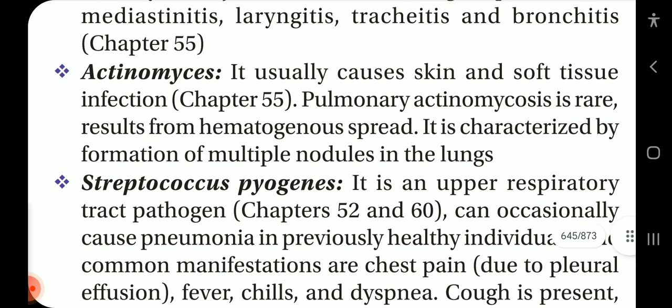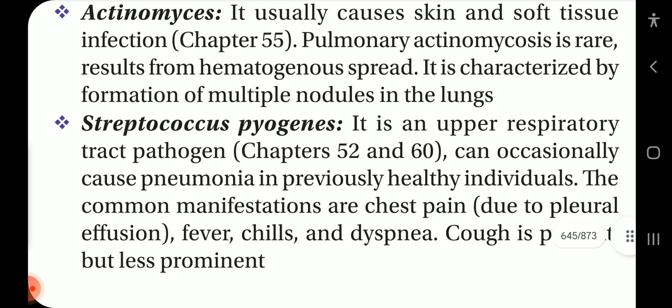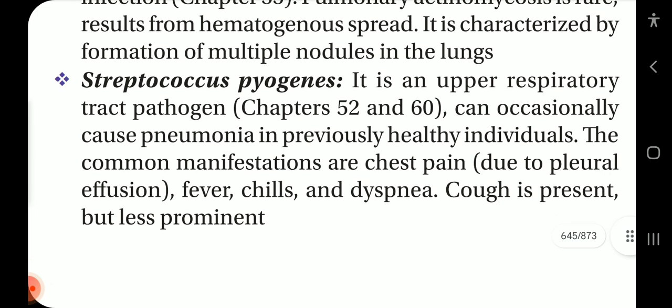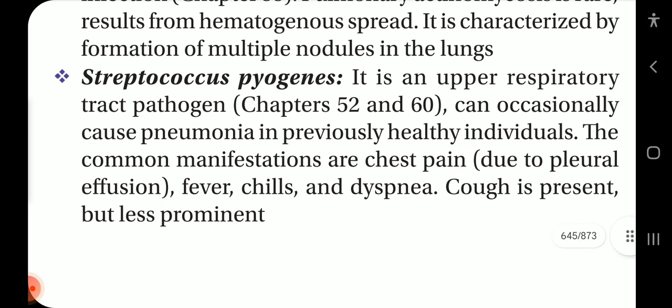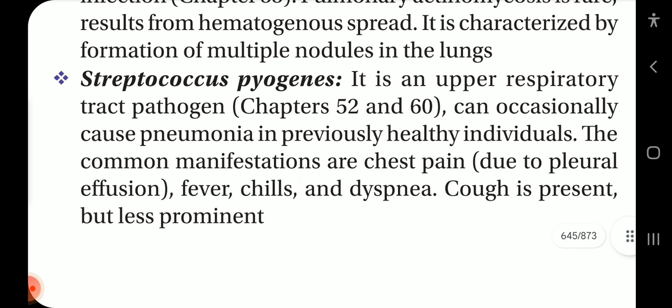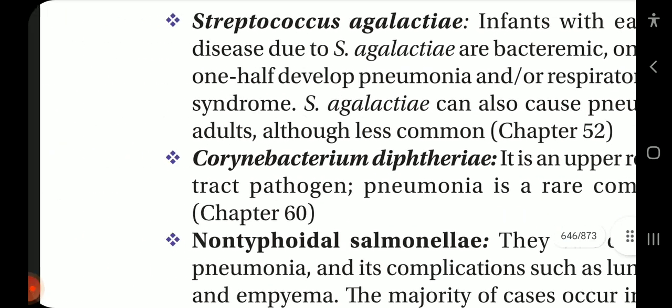Actinomyces usually causes skin and soft tissue infection. Pulmonary actinomycosis is rare. It results from hematogenous spread, which is characterized by the formation of multiple nodules in the lungs. Streptococcus pyogenes, an upper respiratory tract pathogen, can occasionally cause pneumonia in previously healthy individuals. The common manifestations are chest pain due to pleural effusion, fever, chills, and dyspnea. Cough is present but less prominent.